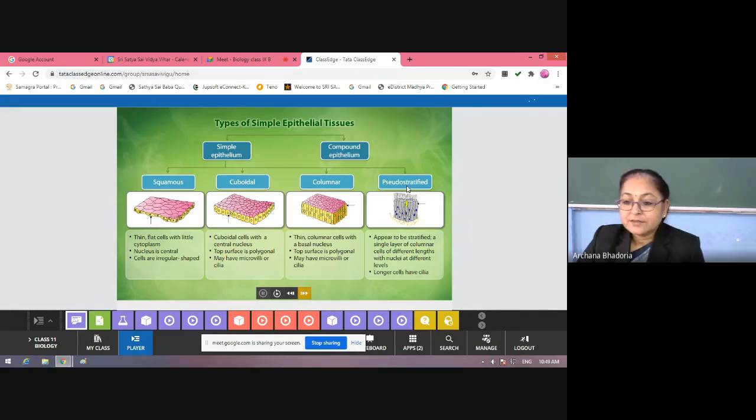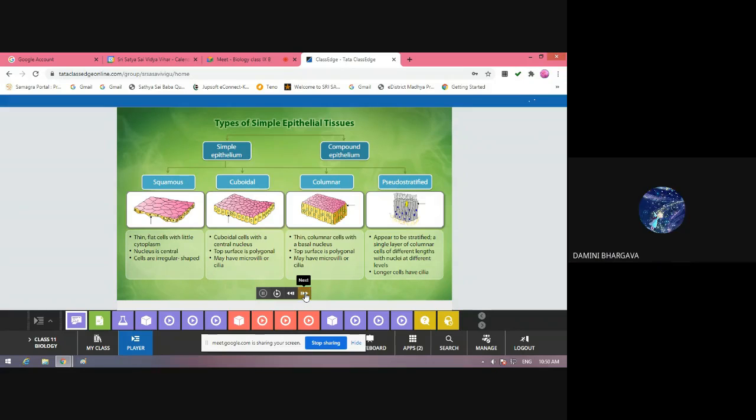Okay, and pseudostratified. Pseudo means false, strata means layers. So cells appear to be arranged in layers. The cells appear to be arranged in layers, and cells are column-like. The cells are column-like and the positions of their nuclei are different. The nucleus is present at different levels. That is why they appear stratified, meaning arranged in many layers, and they have cilia. They have cilia. So done everyone? Noted all of you? Yes, ma'am.